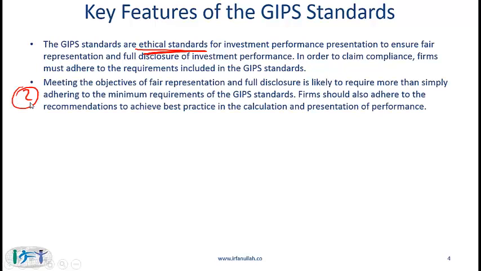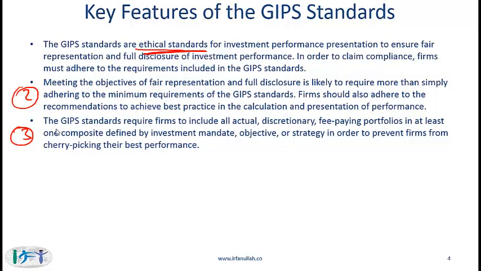Key feature number 2, meeting the objectives of fair representation and full disclosure is likely to require more than simply adhering to the minimum requirements of the GIPS standards. Firms should also adhere to the recommendations to achieve best practice in the calculation and presentation of performance. So the important point here is that we have both requirements and recommendations, and these recommendations ideally should be followed.